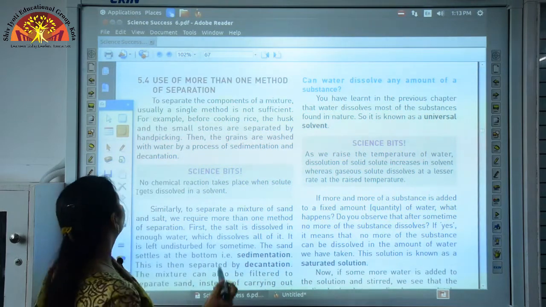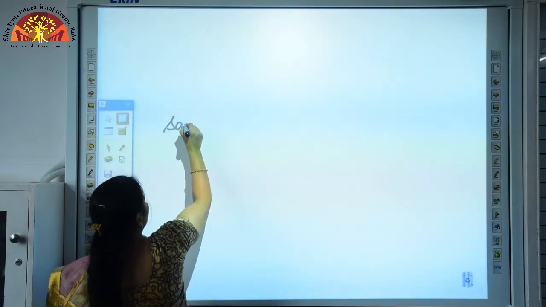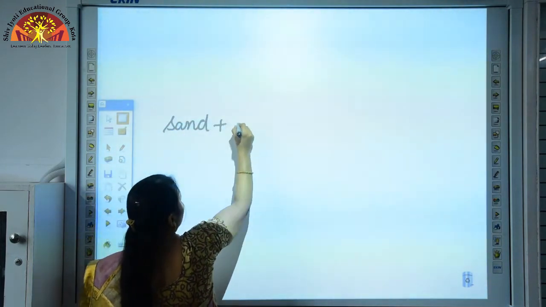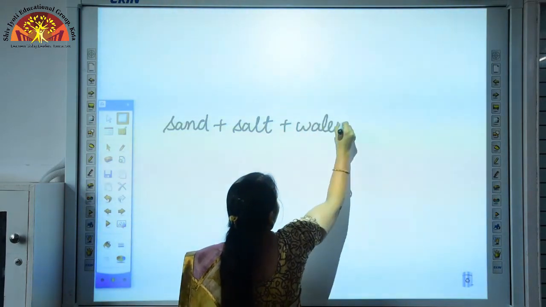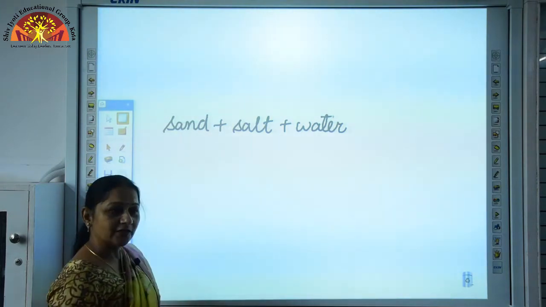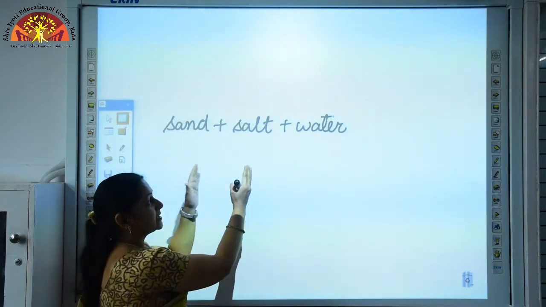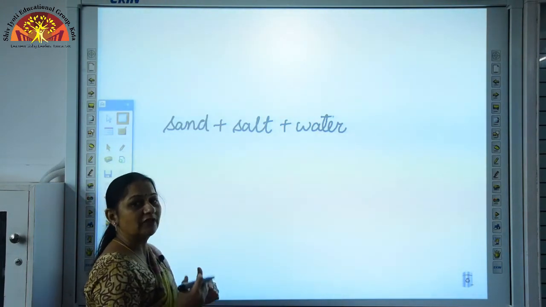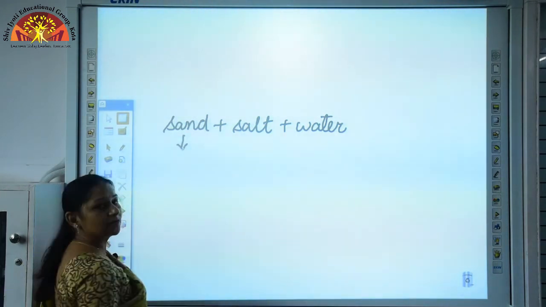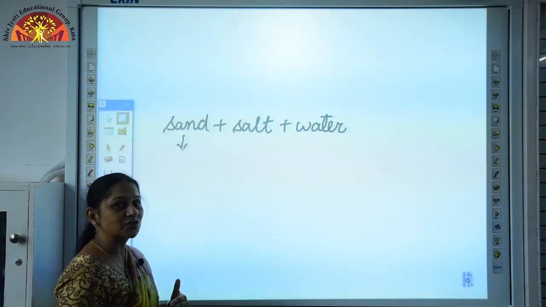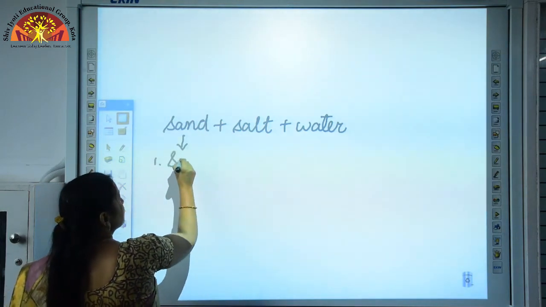Supposing I have a mixture of sand, salt and water. Now children, can you think how will we separate these three substances? For separating these three substances, we need to do more than one method of separation. Like for sand, how will we separate it? As I showed it to you practically, sand can be separated by using sedimentation.